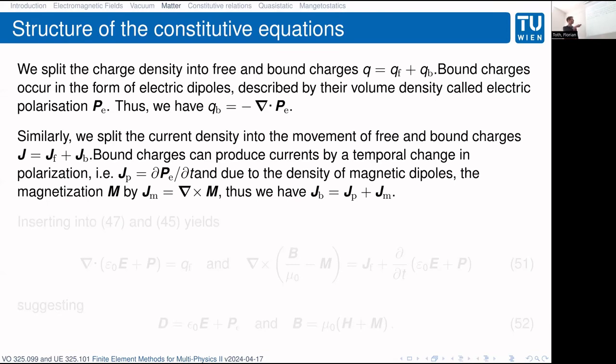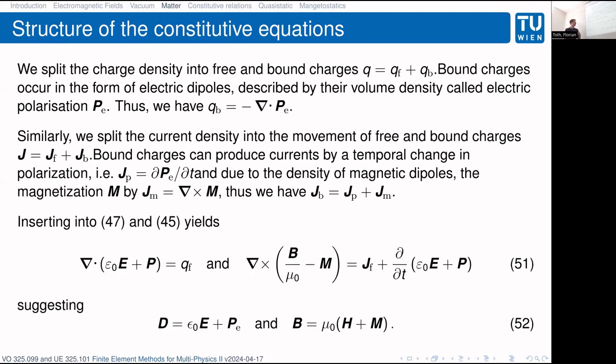So one way to imagine this curl of the magnetization is that there is an equivalent description of a permanent magnet that is equivalent to a coil. If you insert this definition, what you actually find is a version of Gauss' law that has the divergence of D, and D must be set up as epsilon 0 E plus P. In fact, P_E, the electric polarization, to not confuse it with the magnetic polarization.